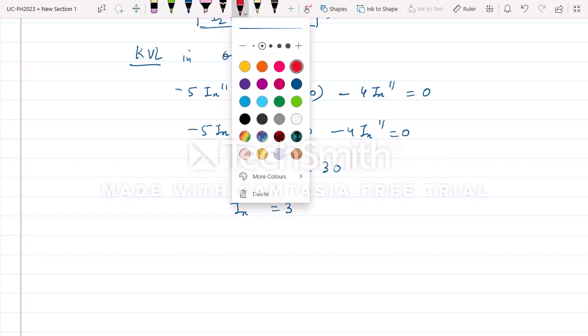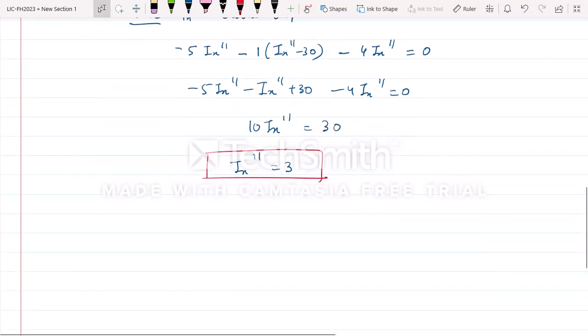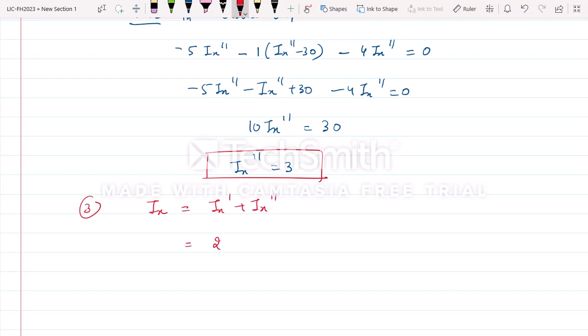This is the current for the second source. The last step, the third step, is the total current Ix, which as per the superposition theorem is Ix dash plus Ix double dash, that is 2 plus 3 equals 5 ampere. So the final answer is this. This is easy because we consider one source at a time, and in the end we add all the currents we get from all the sources.